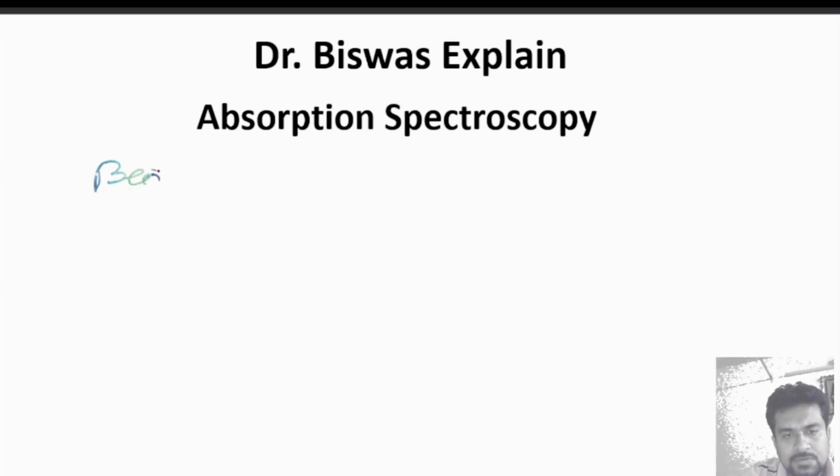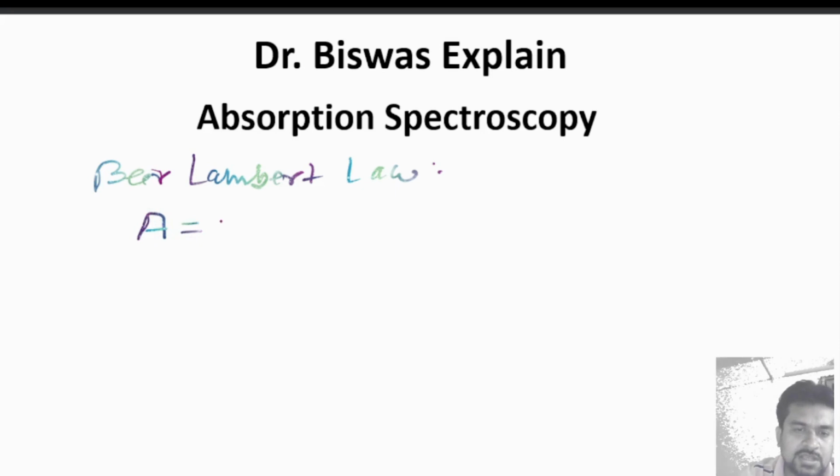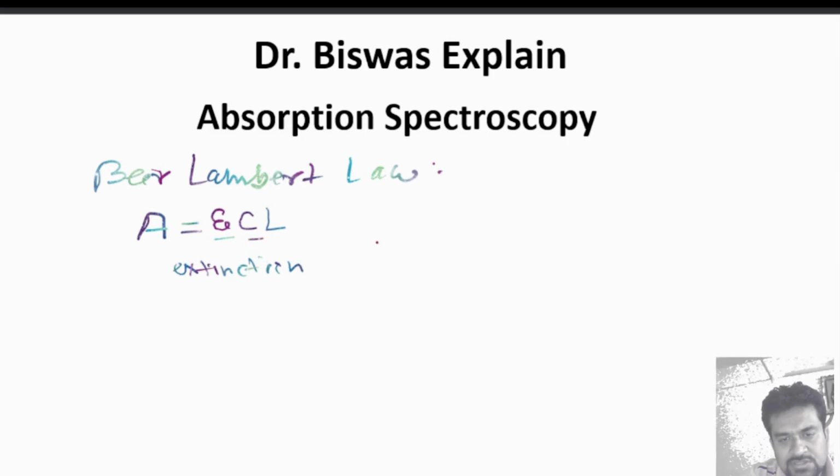Beer-Lambert law. Actually, Beer-Lambert's law tells that absorption, which is the measurable quantity that we are going to measure using the UV visible absorption spectrometer, is simply A equal to epsilon times C times L. What is epsilon? This is the molar extinction coefficient, and C is the concentration, and L is the path length of the cuvette.